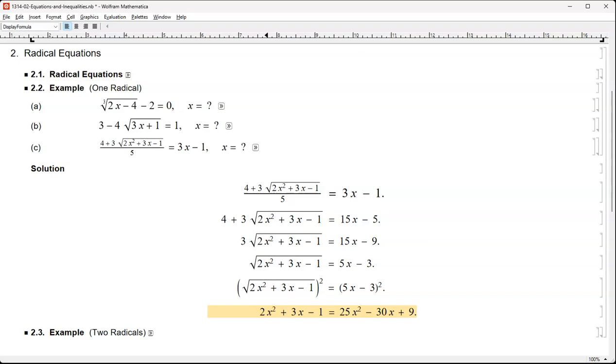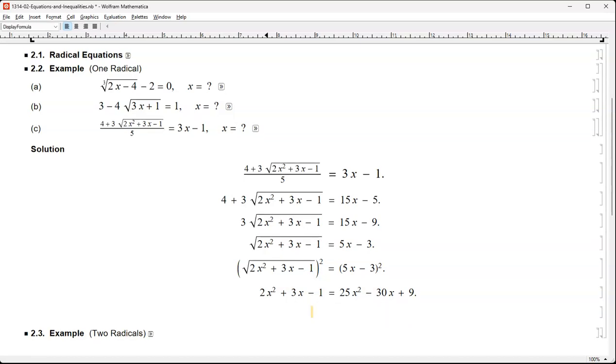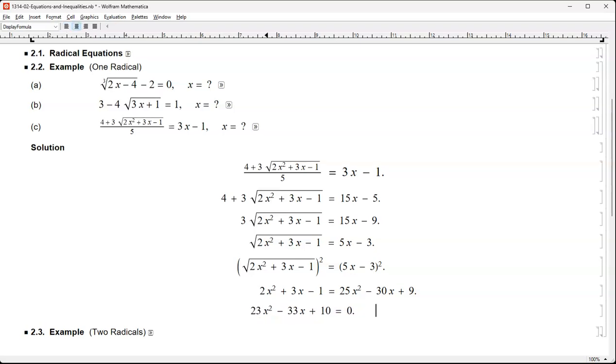In solving that, okay, let's go ahead and solve it. 25 minus 2, so 23x squared and then flip 3 to the other side. 33x and then plus 10 equal to 0. How do I factor this? Or should I use quadratic formula?